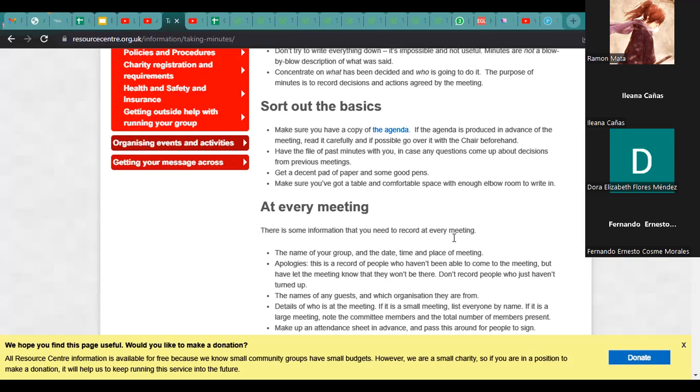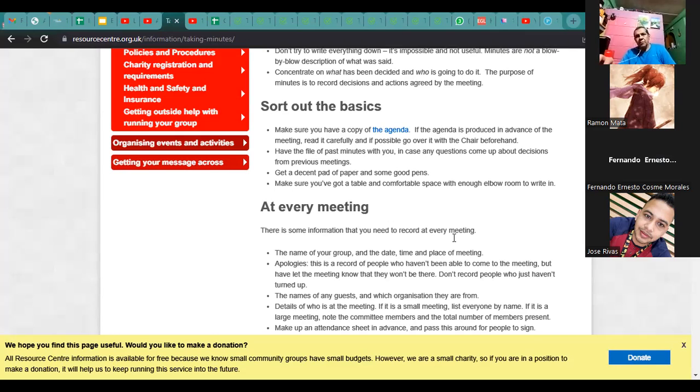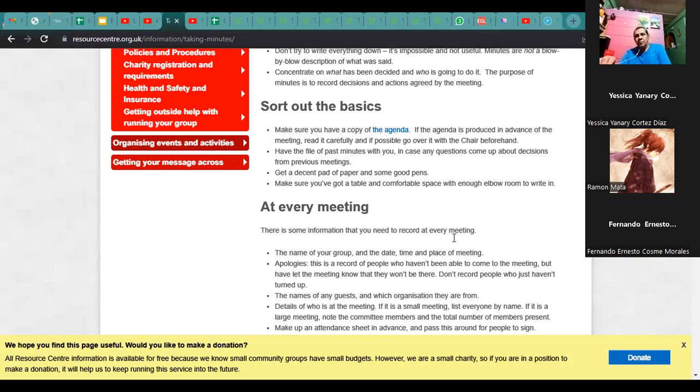Okay, what did you understand on this one? It's important to have a copy of the agenda and share the agenda with the attendants. In the place of the meeting, all attendants have papers and pens. The place must be a comfortable space.